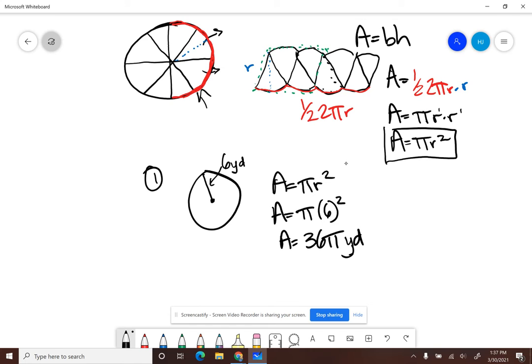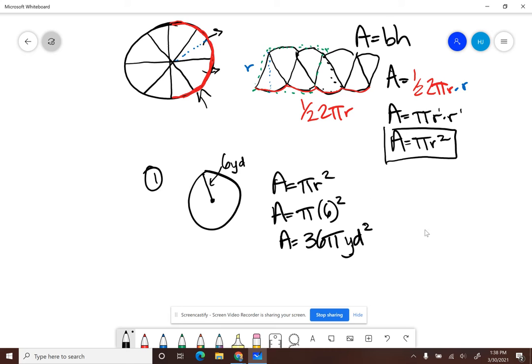Now remember, pi yards what? I'm talking about area. So that means that this answer is going to be squared, okay? When I'm talking about circumference, I don't square it because I'm not finding an area. But in this case, I am finding the area of this circle. So this circle would be 36 pi yards squared, okay?